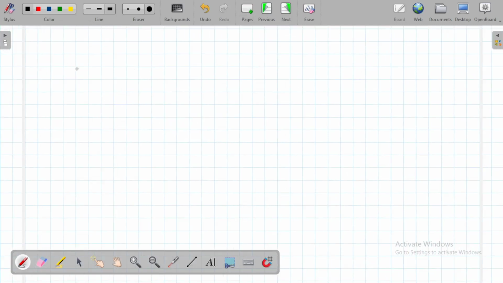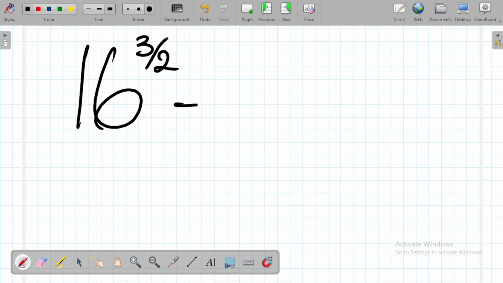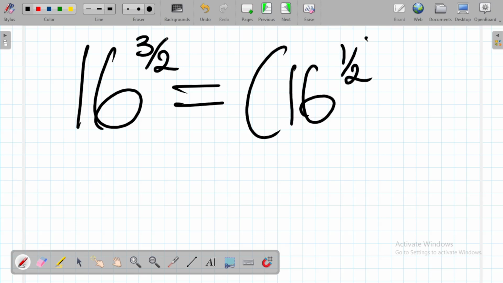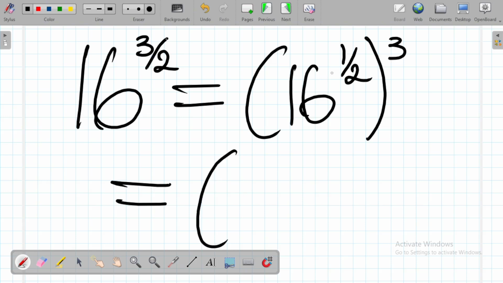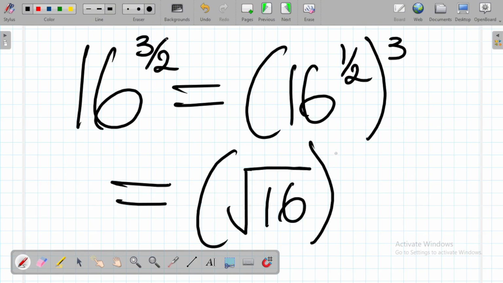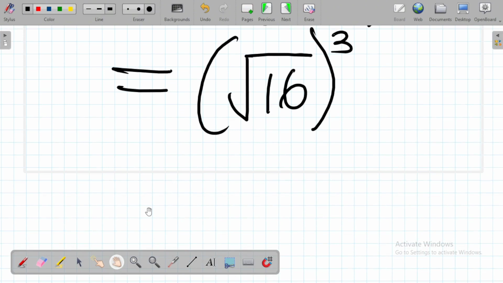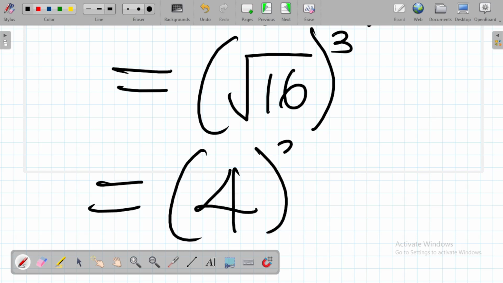All right, let's take another example. If we have 16 raised to power 3 all over 2, it is equal to 16 raised to power 1 all over 2, all raised to power 3, which is equal to the square root of 16, and then all raised to power 3. The square root of 16 is 4, so we have 4 raised to power 3.